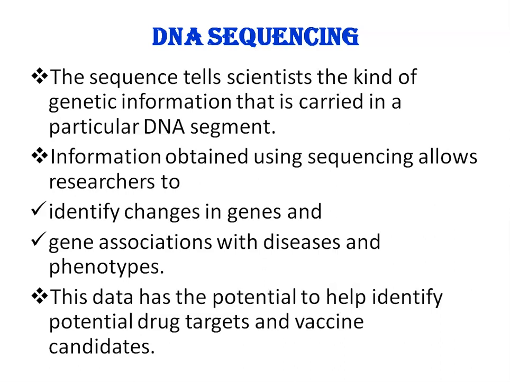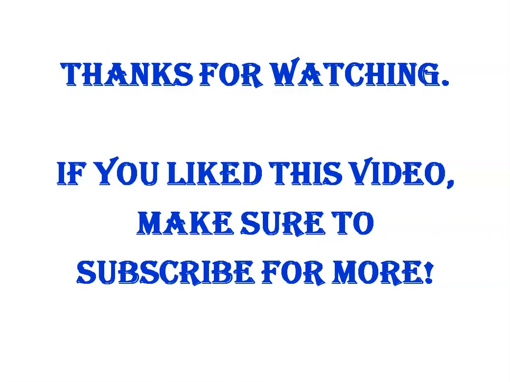So information obtained using DNA sequencing allows researchers to identify changes in genes and gene association with diseases and phenotypes. So this data has the potential to help identify potential drug targets and vaccine candidates, right? So bioinformatics jobs exist in biological, molecular medicine, energy development, biotechnology, environmental restoration, homeland security, forensic investigations, agricultural, and animal science fields, right? So this is all about research areas of bioinformatics.